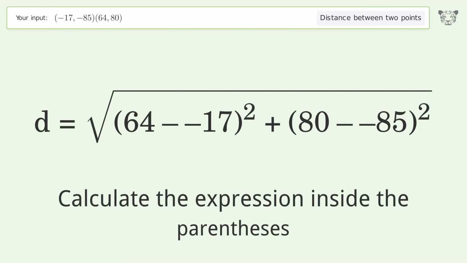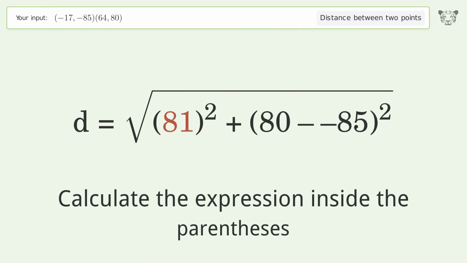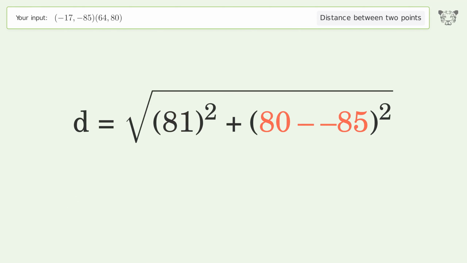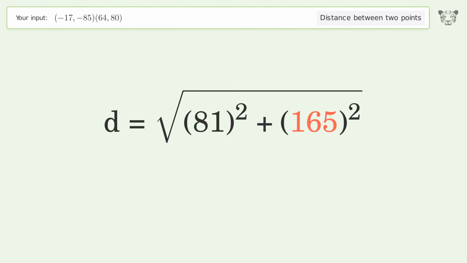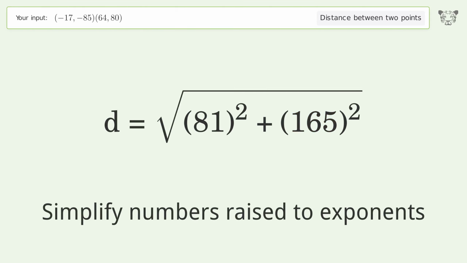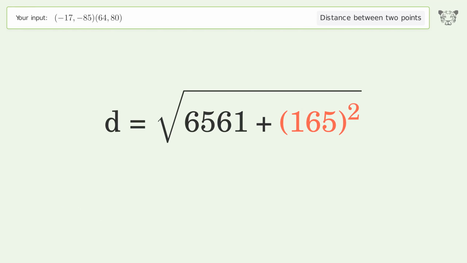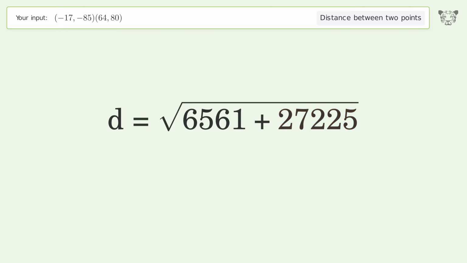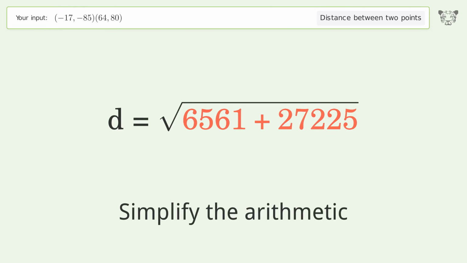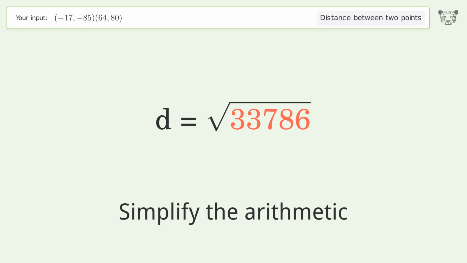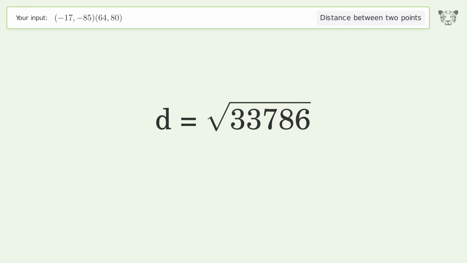Calculate the expression inside the parentheses. Simplify numbers raised to exponents. Simplify the arithmetic. And so the distance between the 2 points is the square root of 33,786, or 183.81.